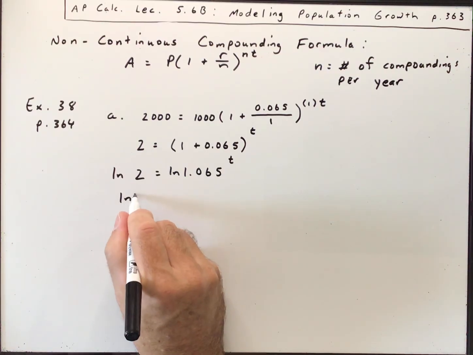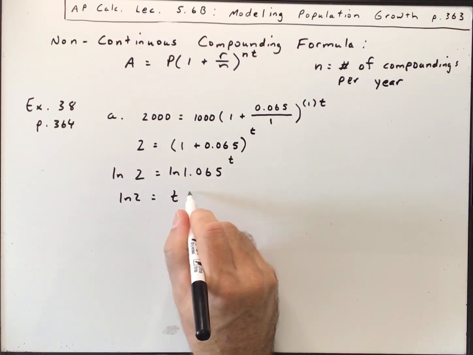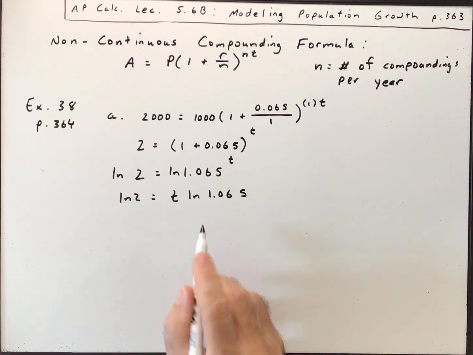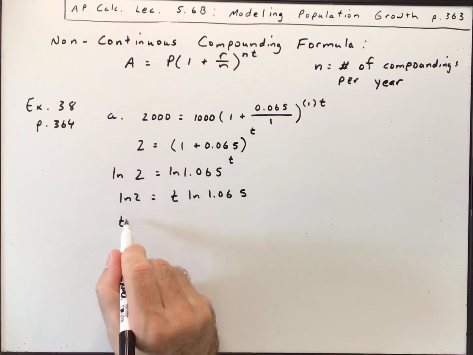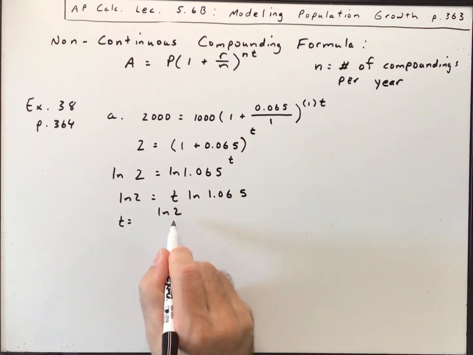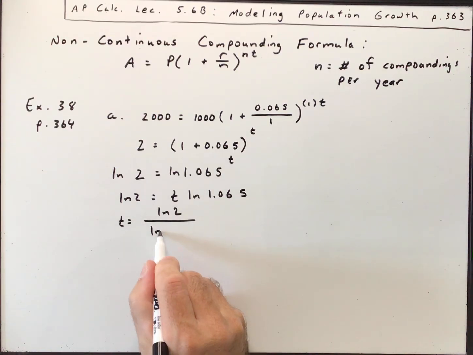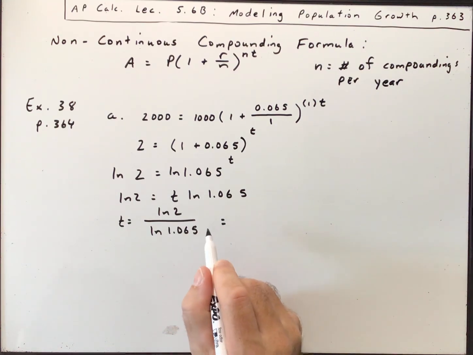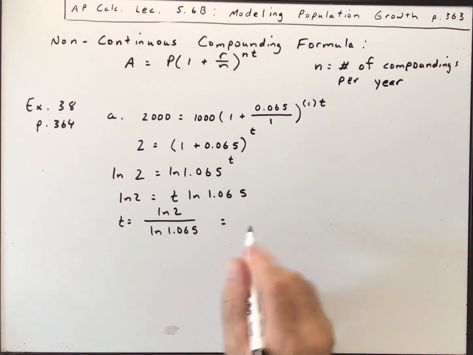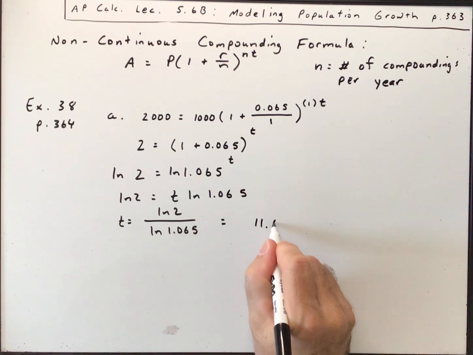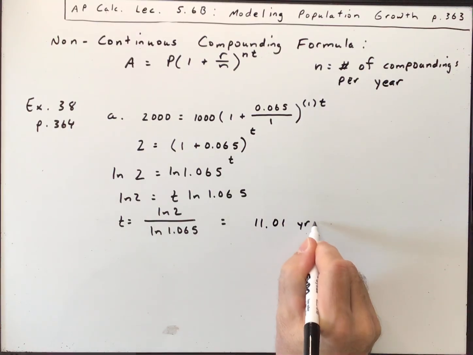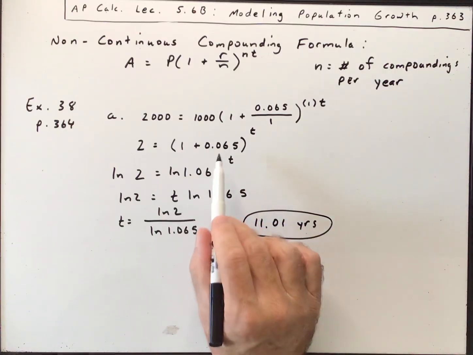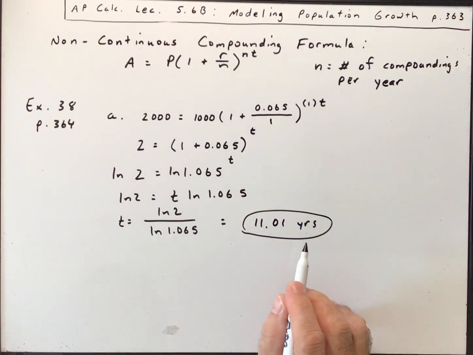So I'd have the natural log of 2 equals t times the natural log of 1.065. If we solve for t, it's going to be the natural log of 2 over the natural log of 1.065. If you put that in your calculator, you get basically 11 years. 11.01 years is the time to double at that interest rate, 6.5%.